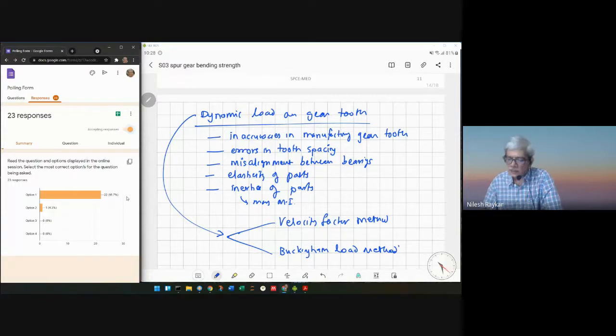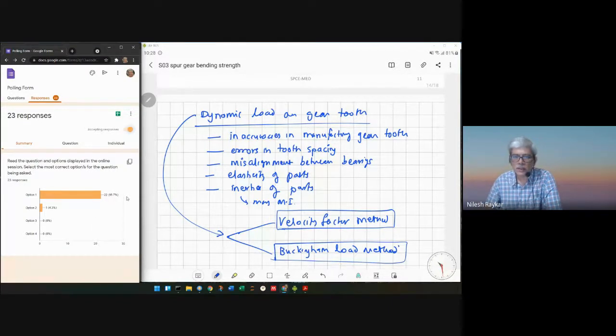In the next class, we'll look into these two methods by which the effective load, that is the actual load acting on the gear, needs to be corrected. One thing is it needs to be corrected for type of service, and second it needs to be corrected for the dynamic load effects which we discussed just now. So we will continue this discussion in our next lecture.